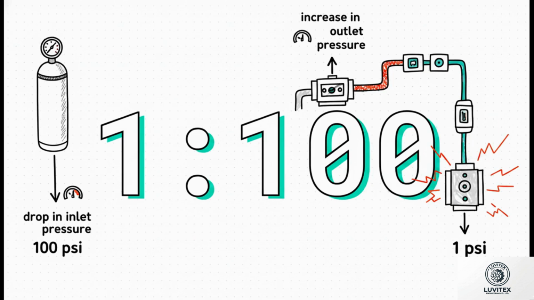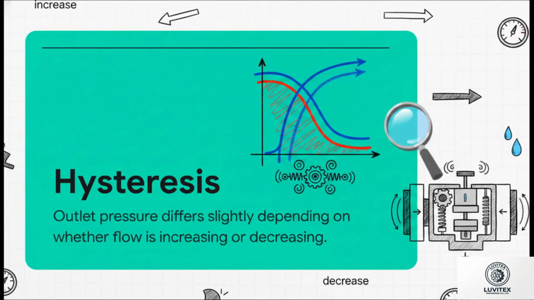A regulator's SPE is typically given as a ratio or a percentage. If your regulator has a 1% SPE, or a 1:100 ratio, that means for every 100 psi drop in your inlet pressure, your outlet pressure is going to dangerously increase by 1 psi. This is a massive factor during system startup or shutdown, and it can easily overpressurize your downstream equipment if you aren't ready for it.